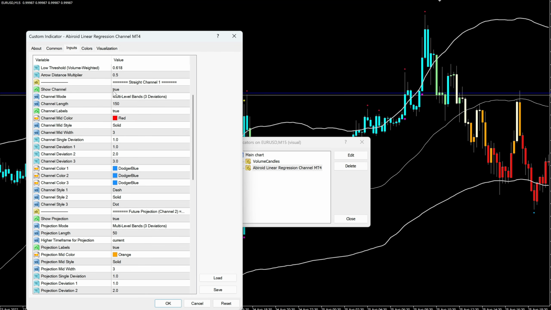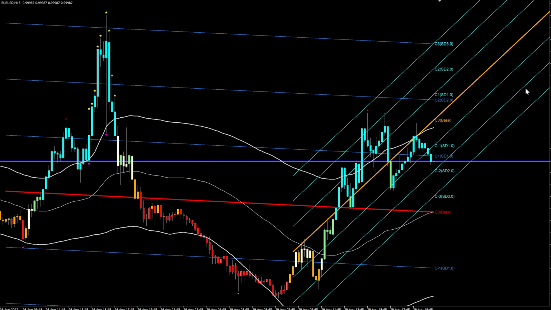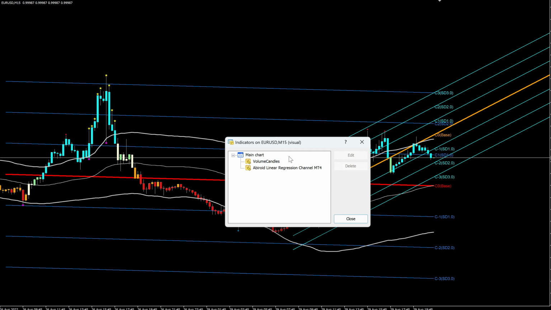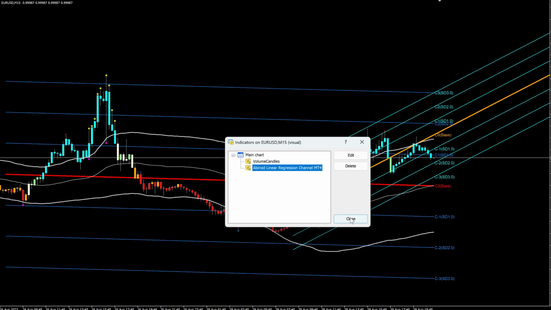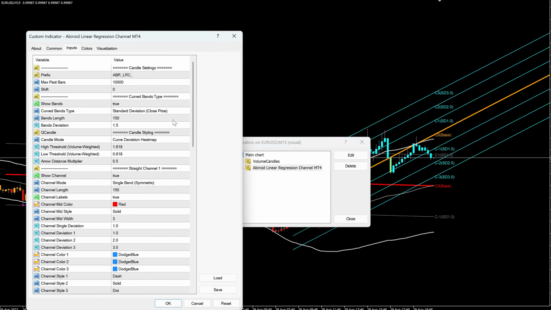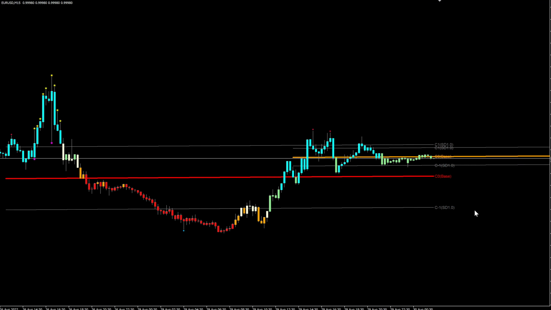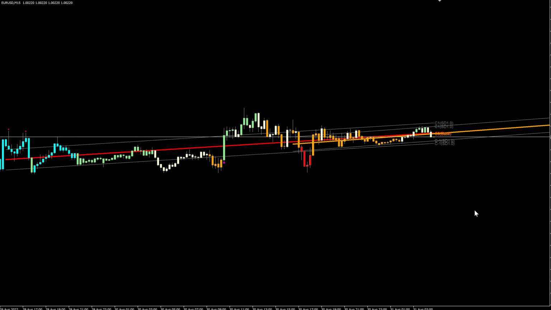And next up, we can either show or hide those straight channels. These are the actual important regression channels. So if you want only one channel, then set it to single band. So it will just show you this. And let me hide those curved bands. And same way, if you want the future projection, just to have a single band, and then you let price run.